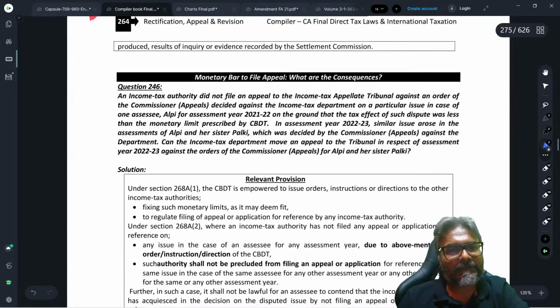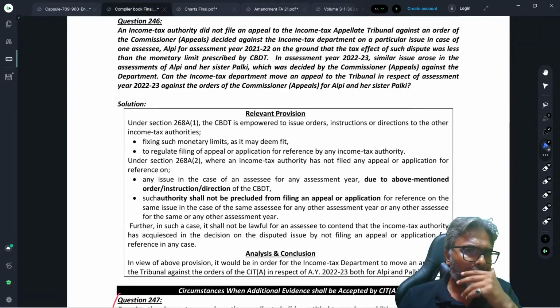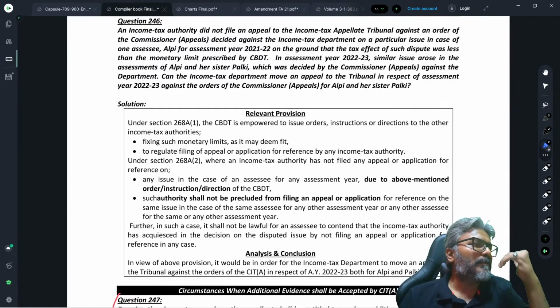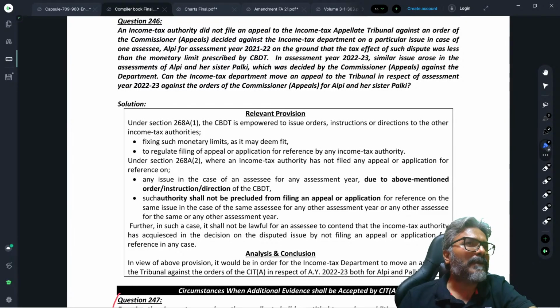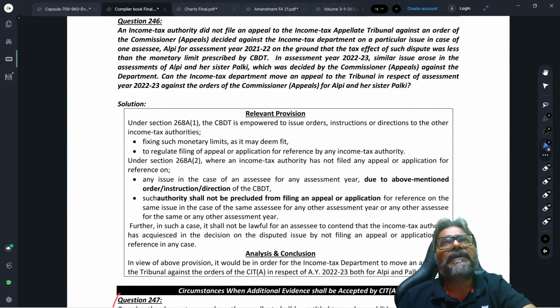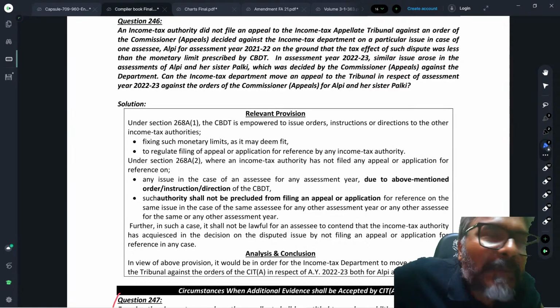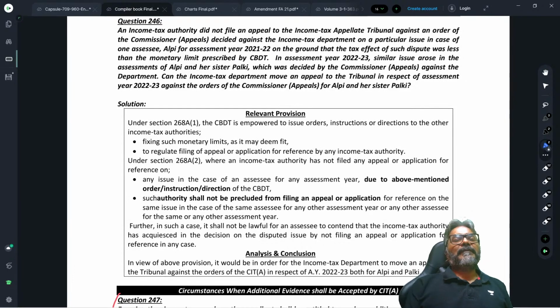Question 246. Monetary bar, that I have done already. In the last lecture only, Prem, I did this question 246. If you cross the monetary threshold, what we discussed in 246, the department who is there, students, be careful. The department, students, are the maximum litigant of the cases. And because they are the maximum litigant of the cases, students, you should be aware of this particular point. You all should be aware of this particular point.